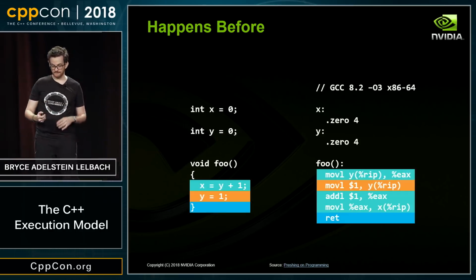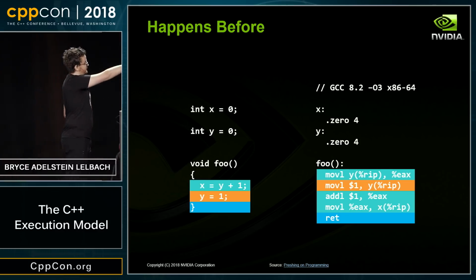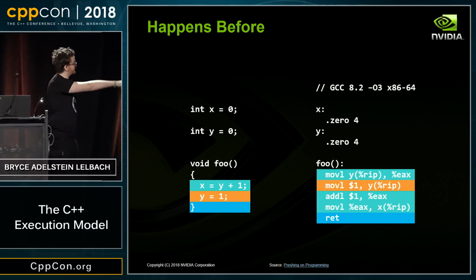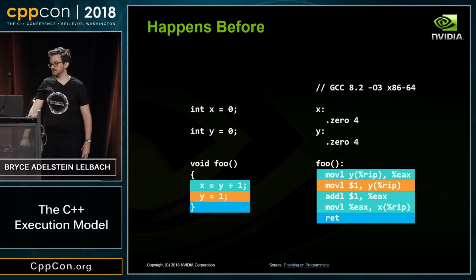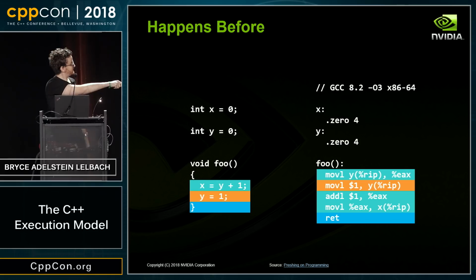Let's look at a little example here. I've got some very simple code. I have two variables here, and I have a function foo. There are two assignments in foo. First it does x equals y plus 1, and then another full expression, y equals 1. As we said, full expressions are sequenced after each other. So this is sequenced before this, so this should happen before this.